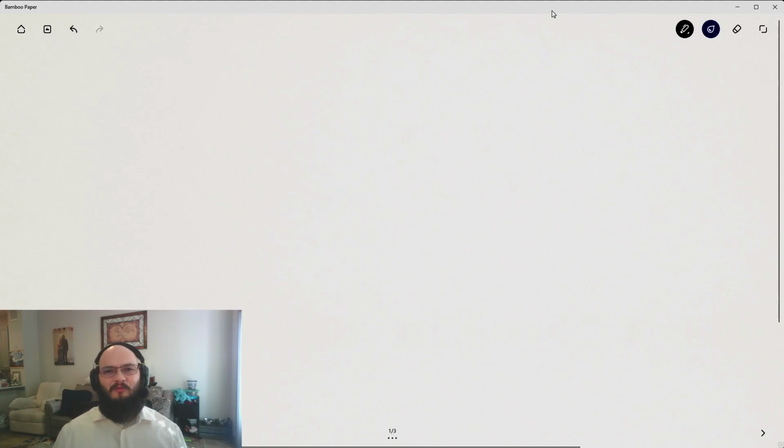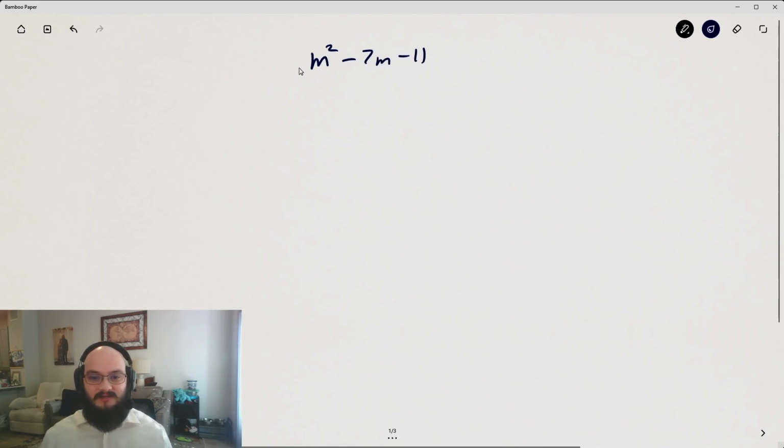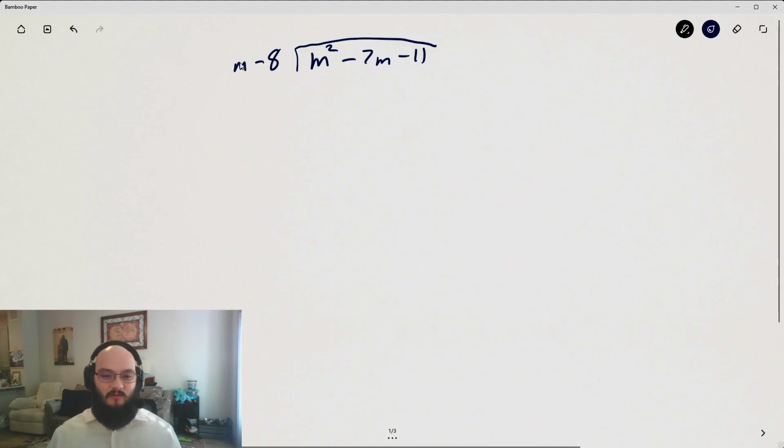In our last example, we had a division problem that ended up dividing perfectly. We wound up with no remainder. But what does it look like when you do have a remainder and you're doing your polynomial long division? Let's take a look at an example. We'll have m squared minus 7m minus 11 divided by m minus 8. Just like the last one, what do we multiply m by to make m squared?